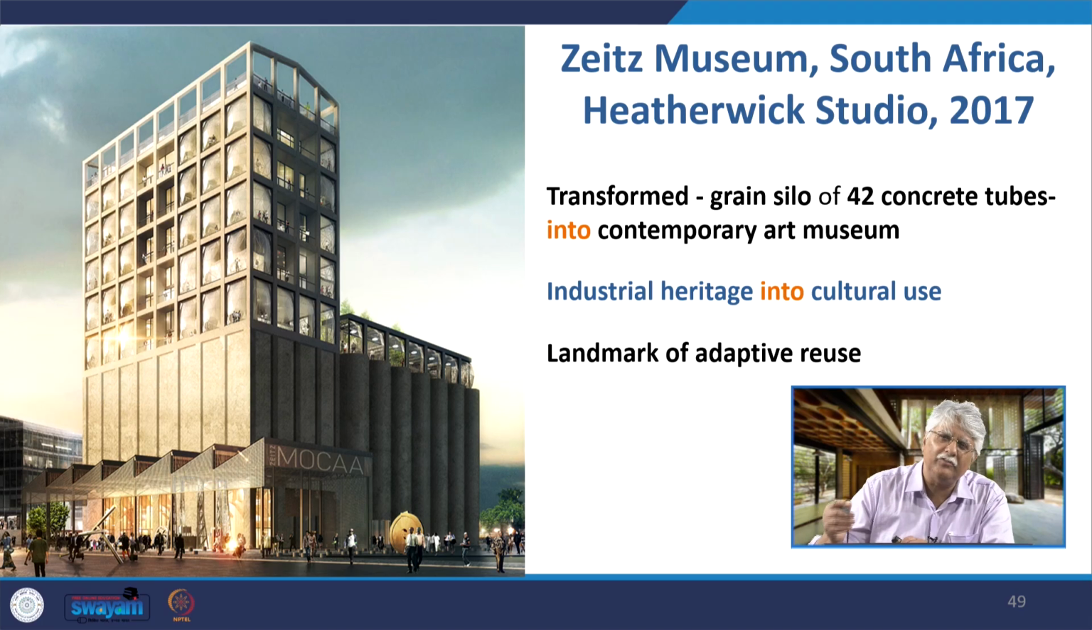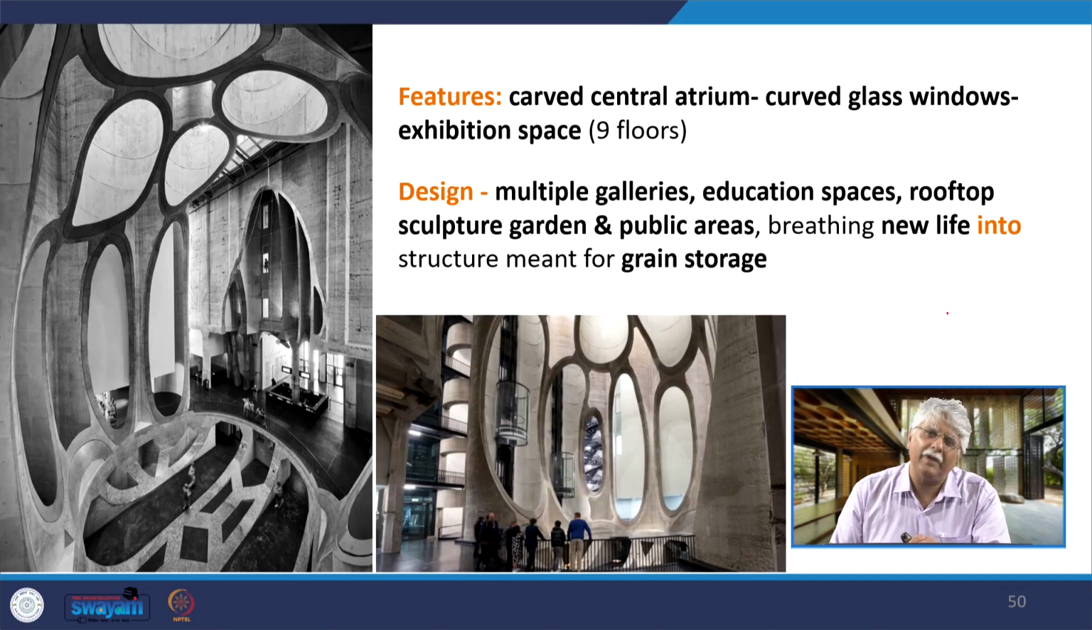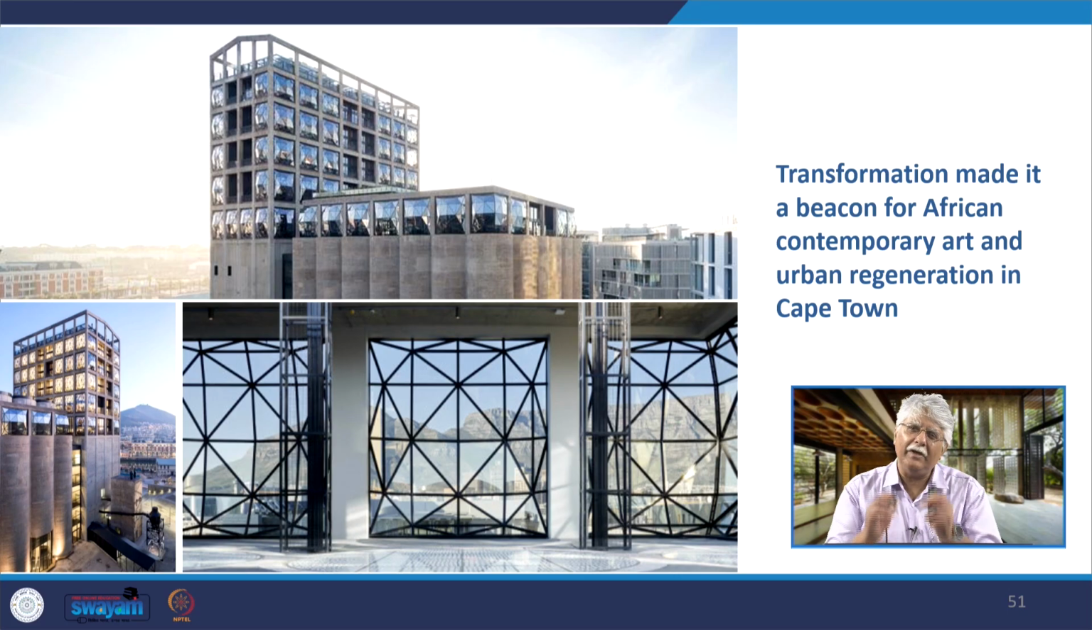There in the Zeitz Museum, a grain silo of 42 concrete tubes has been converted into an art museum. So industrial heritage into cultural use, a landmark of adaptive reuse. It features a carved central atrium with curved glass windows, an exhibition space on 9 floors, multiple galleries, education spaces, a rooftop sculpture garden, and public areas that have brought new life into a structure that was meant for grain storage earlier. The transformation made it into a beacon of African contemporary art and of urban regeneration in Cape Town in South Africa.